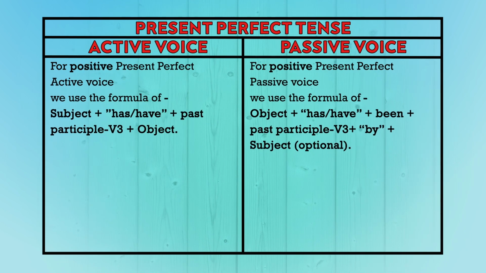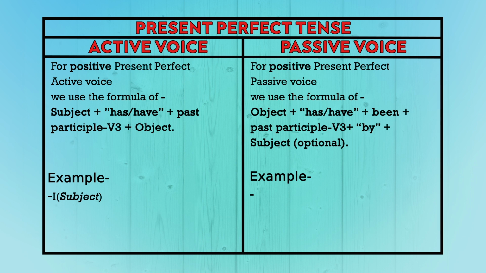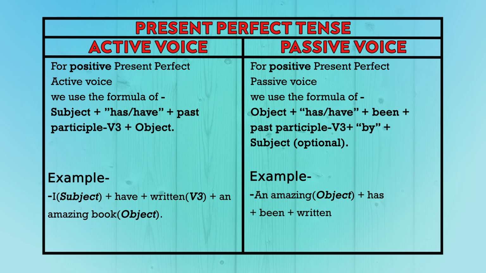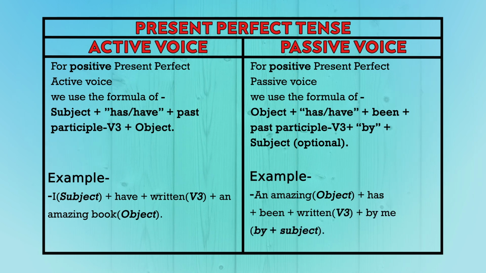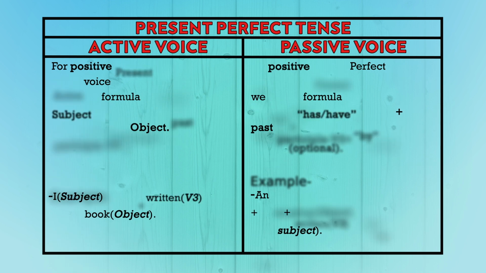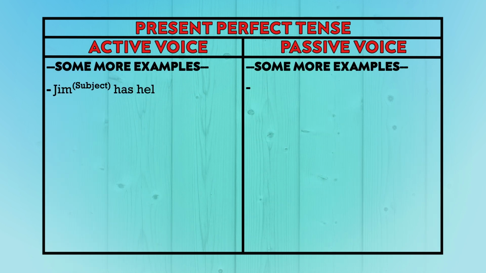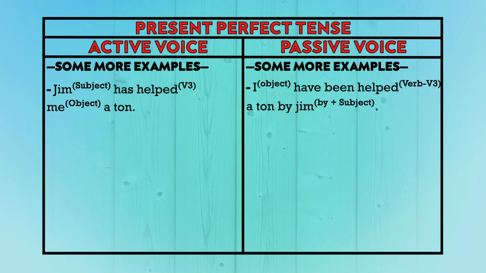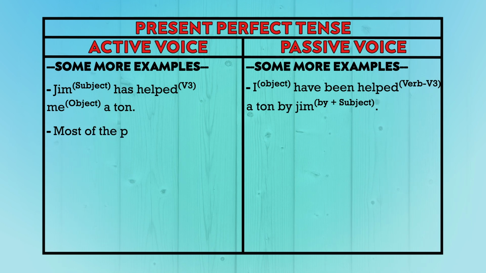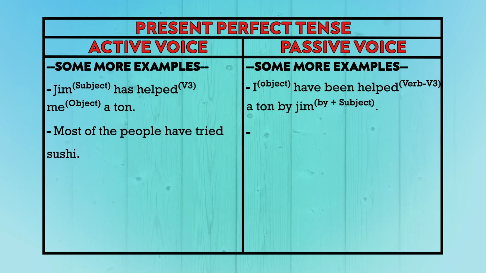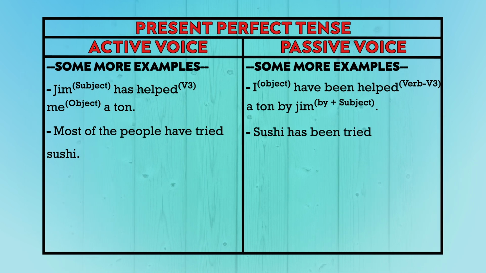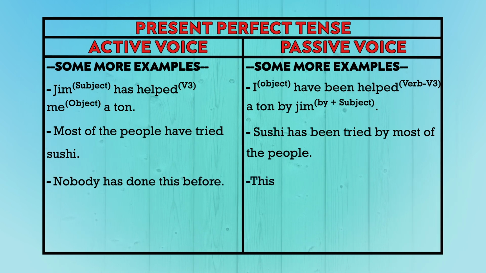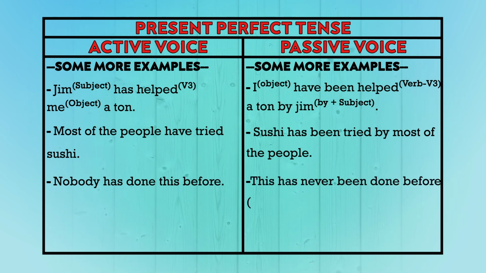Now let us look into some examples on the screen. I have written an amazing book. An amazing book has been written by me. Jim has helped me a ton. I have been helped a ton by Jim. Most of the people have tried sushi. Now, sushi has been tried by most of the people. Nobody has done this before. This has never been done before by anyone.